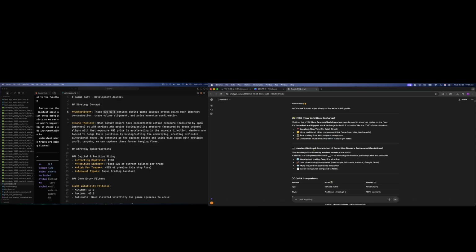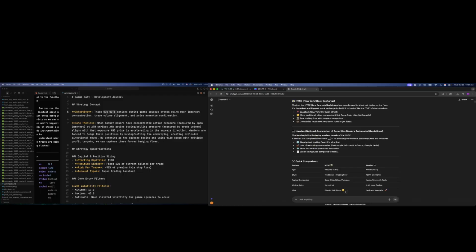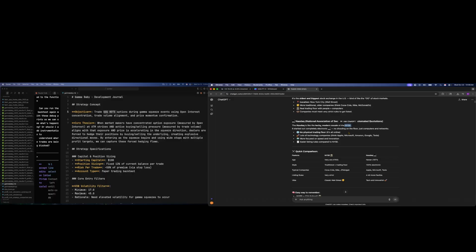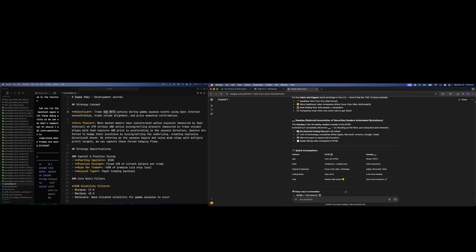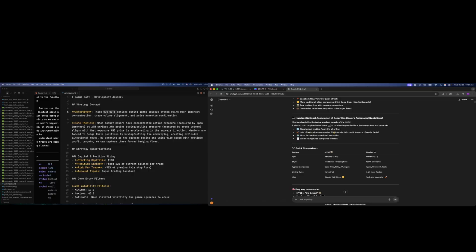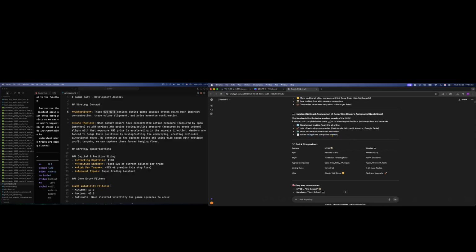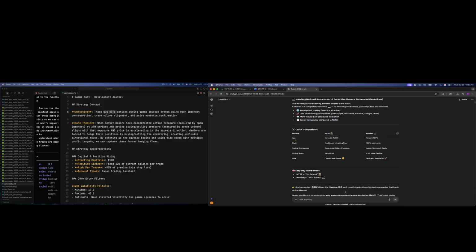The NASDAQ, or the National Association of Securities Dealers Automated Quotations, no wonder they call it NASDAQ. NASDAQ is the tech modern cousin of the New York Stock Exchange, or NYSE. It started out completely electronic, no shouting on the floor, just computers and networks. No physical trading floor, it's all online. A lot of technology companies like Apple, Microsoft, Amazon, Google, Tesla, and so on. It's more focused on speed and innovation, with easier listing rules compared to the NYSE. As for age, the New York Stock Exchange dates to about 1792.